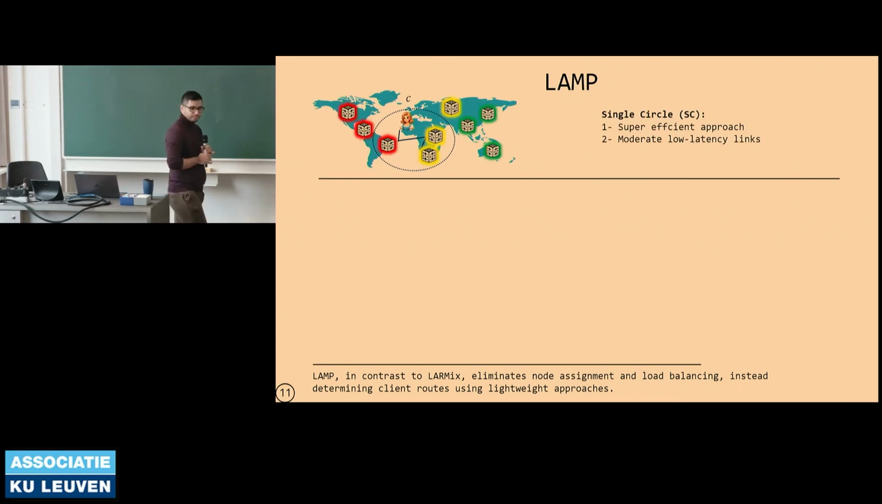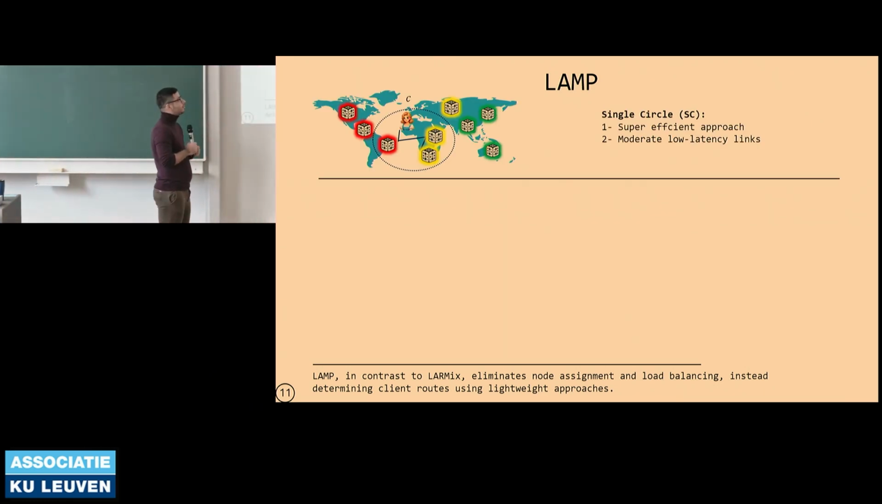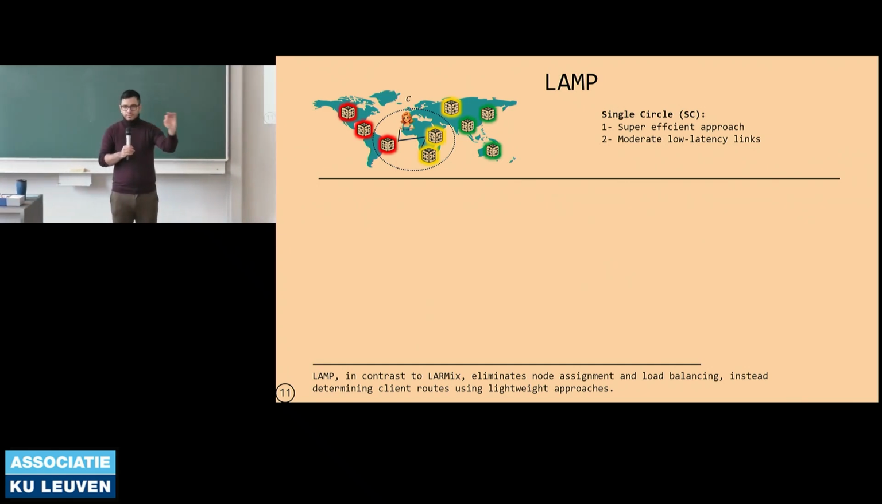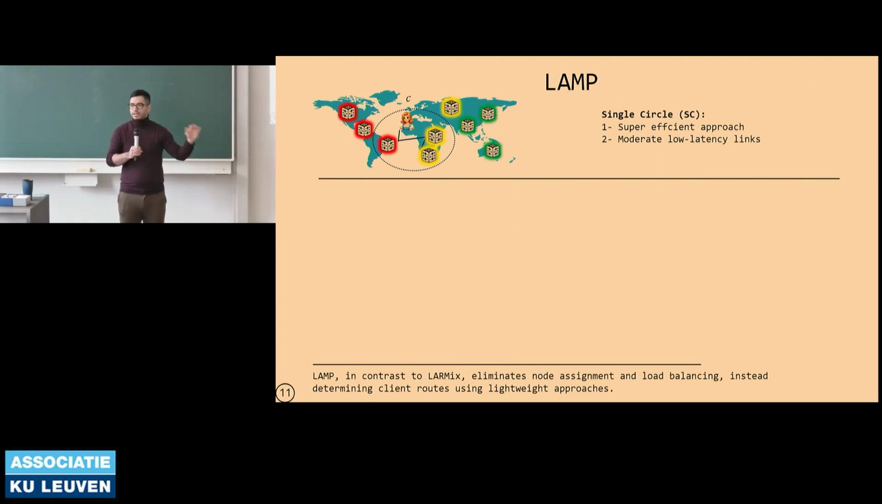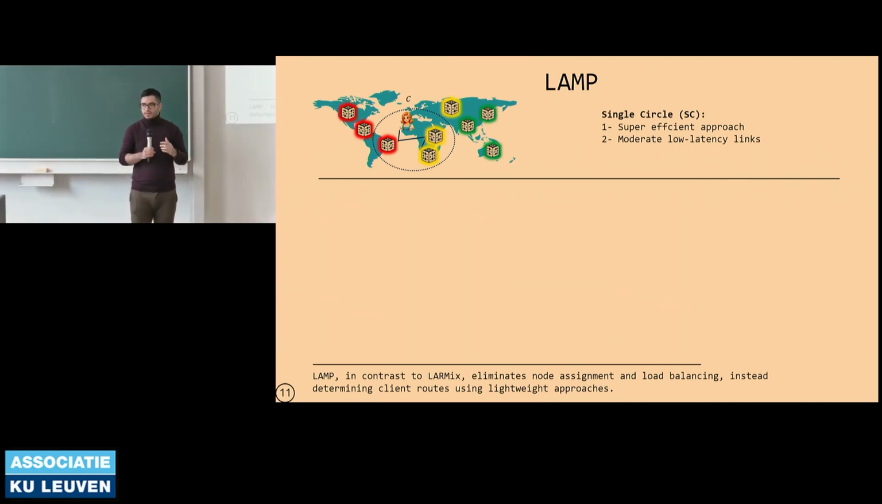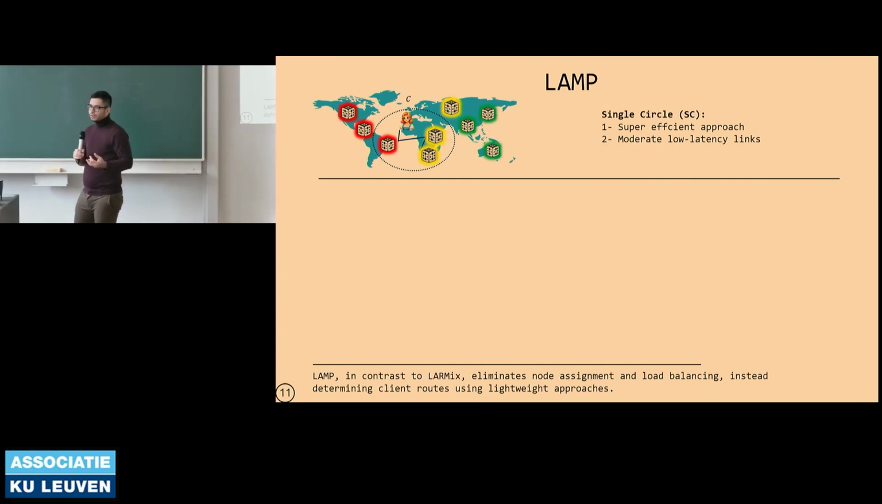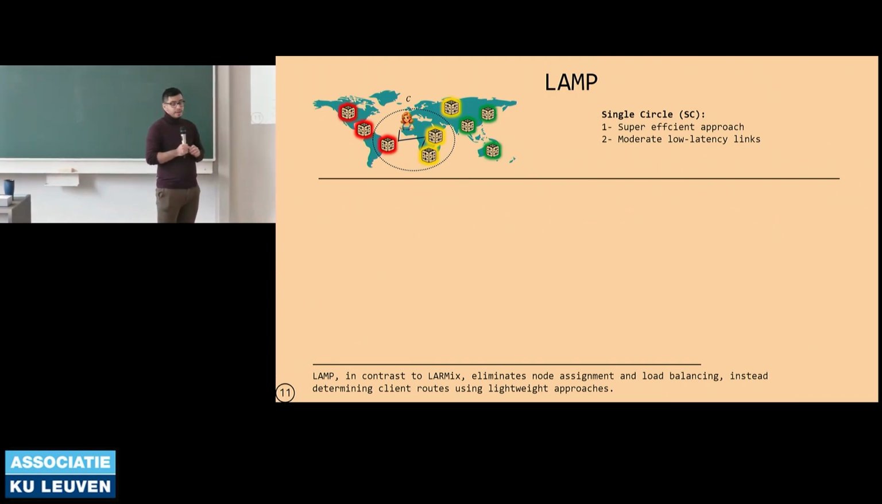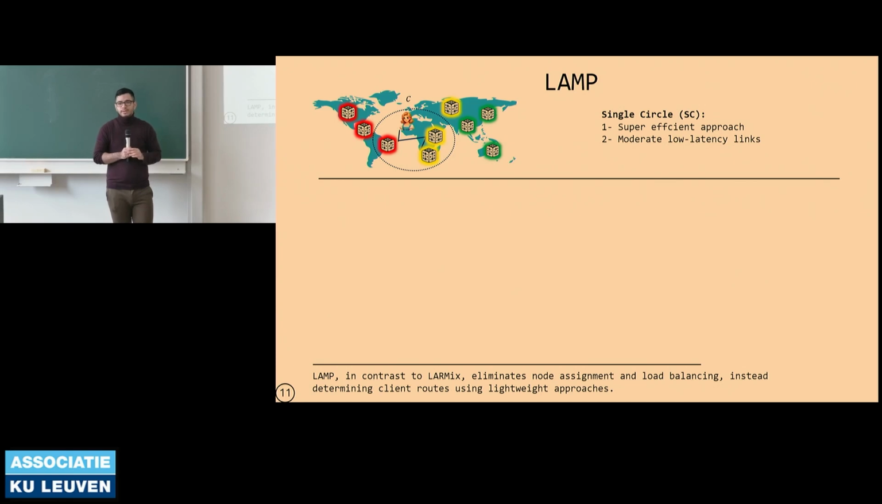In general, we proposed three different approaches in LAMP, the first of which is single circle. You will see how lightweight it looks when I'm explaining. In LAMP, the nodes will be assigned uniformly at random to the mixing layer. We don't have any arrangement structure like LARMix, and we also don't have load balancing. Instead, we assume that the nodes are high quality, that they can handle even high traffic rates. This is the assumption that we have.